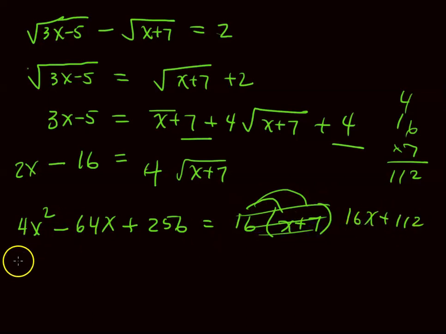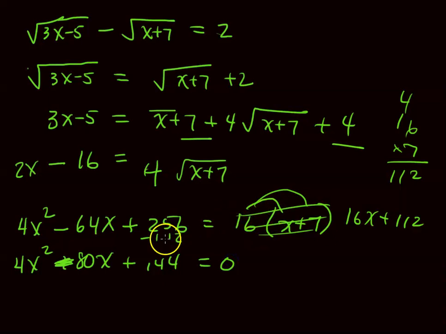Subtract the 16x. You get 4x squared. Subtracting 16 really adds it. So you get 80x. I'm sorry, it should be negative. Subtracting 16x. And you're going to subtract 112, which gives us 144 equals 0.